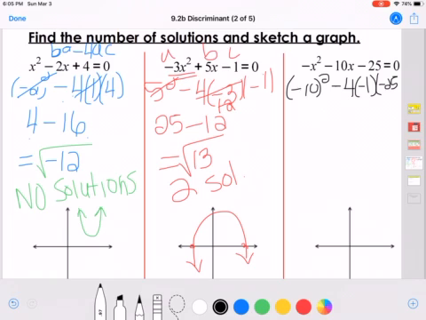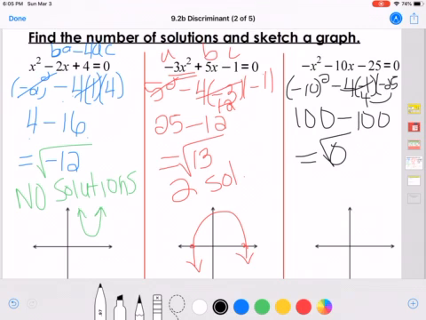Well, negative 10 squared is 100. Negative 4 times negative 1 is positive 4. 4 times negative 25 is negative 100. 100 minus 100 is just 0. Right? And if we take the square root of 0, it's just 0. So that would be our one solution case.